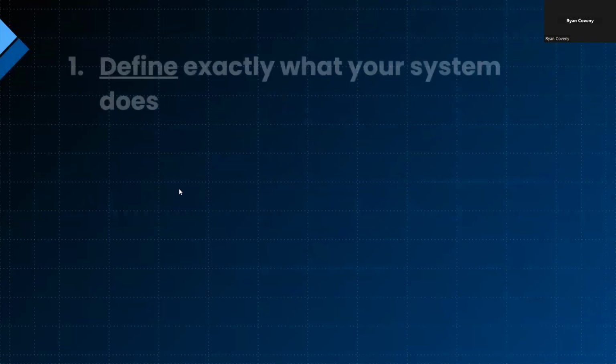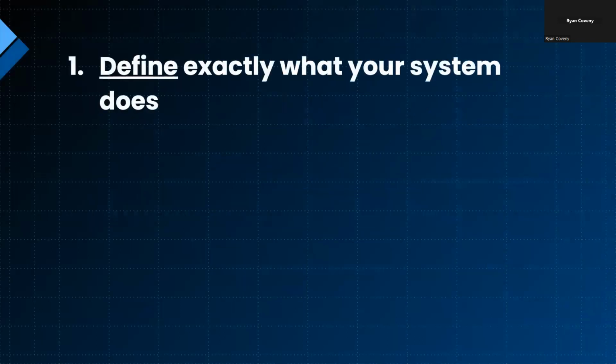I like to think about this in more of a three-step process. So again, number one, define exactly what your system does. Leave no ambiguity, right? Get with all our stakeholders. These are the exact requirements. We need it to do so and so, and write that down somewhere.